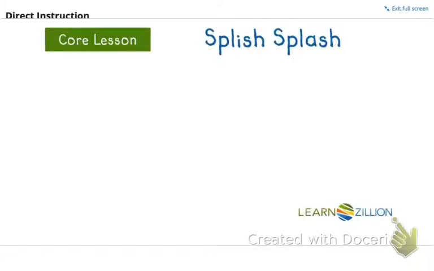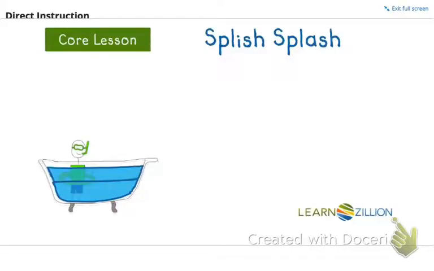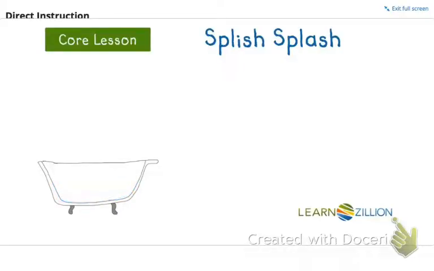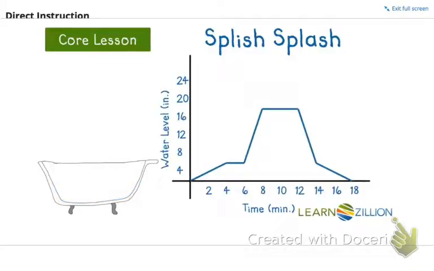When you take a bath, the water level slowly rises as you fill up the tub. Then it stays steady until you're ready to jump in, when it gets really full fast. It stays at the same level while you're in the tub, then it drops quickly when you get out. Finally, it slowly drains back to empty. This graph represents that process.